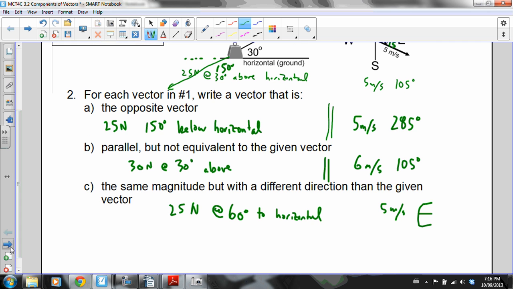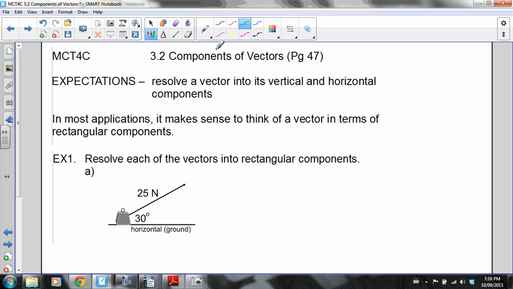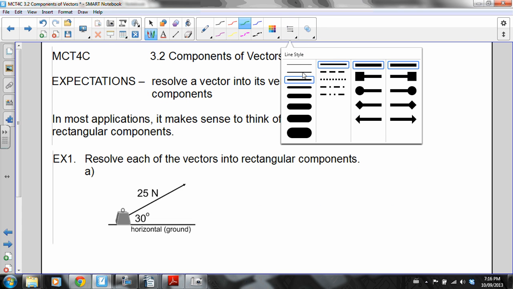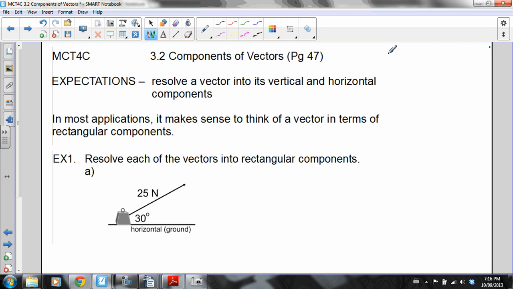Okay, on to the lesson. So the expectations for today are to resolve a vector into its vertical and horizontal components. So these vectors that are sort of shooting off in any old direction, we often think of them as going straight up or straight sideways or straight east and north, and these vertical and horizontal components are important. In most applications, it makes sense to think of vectors this way.